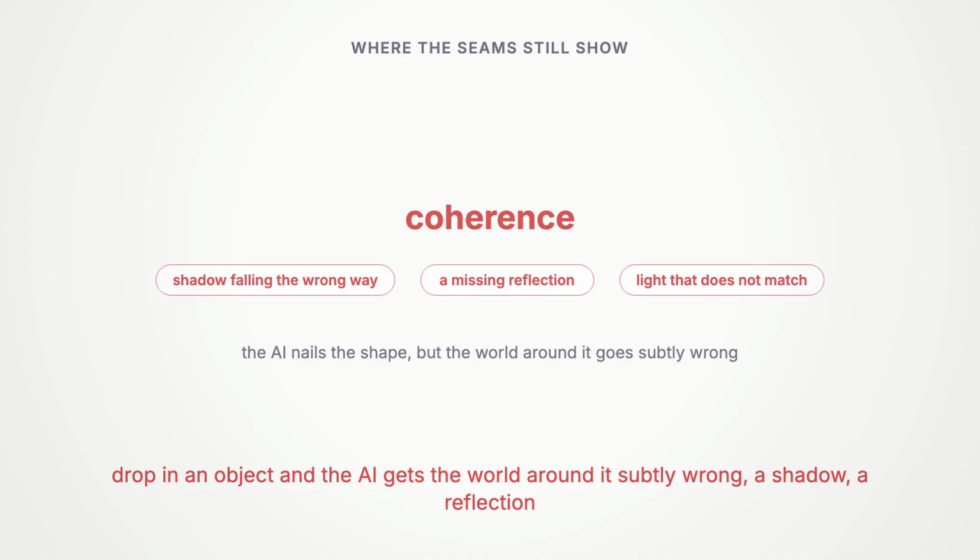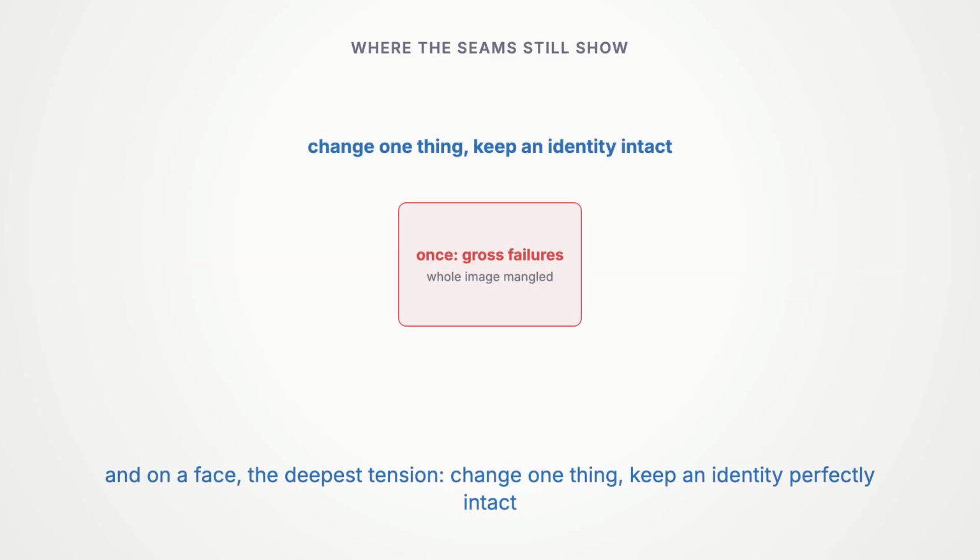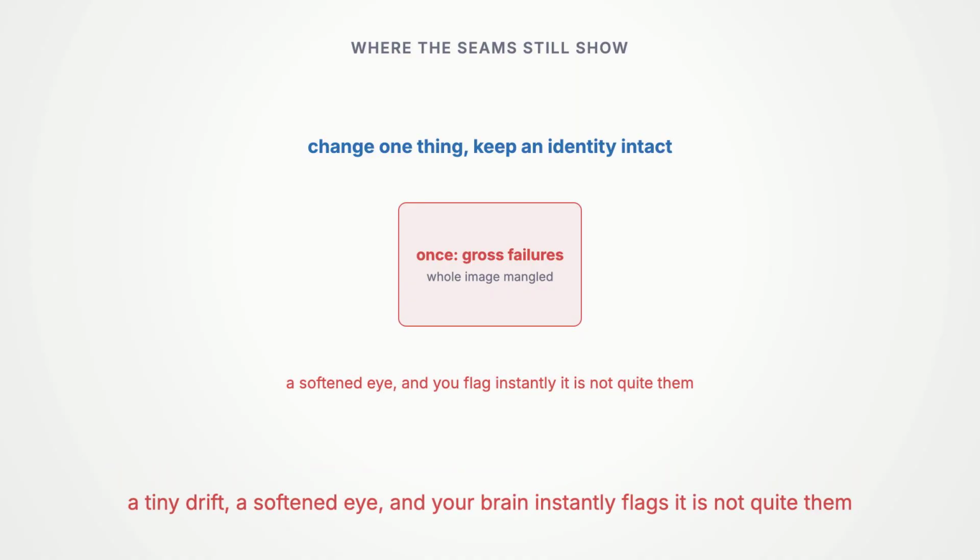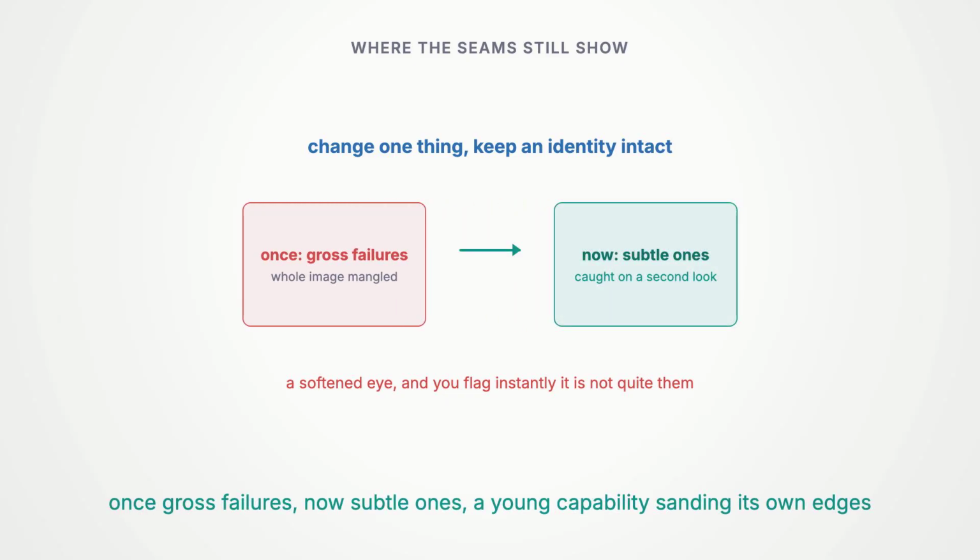And on a face, the deepest tension of all. The editor has to change one thing while keeping an identity perfectly intact, and a tiny drift, a slightly different cheek, a softened eye, and your brain instantly flags that it is not quite them. These were once gross failures, whole images mangled by a small edit. Now they are subtle ones, the kind you only catch on a second look. That is real progress, watching a young capability sand down its own rough edges.